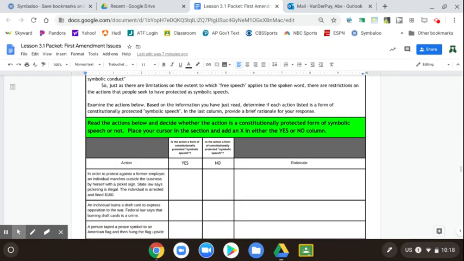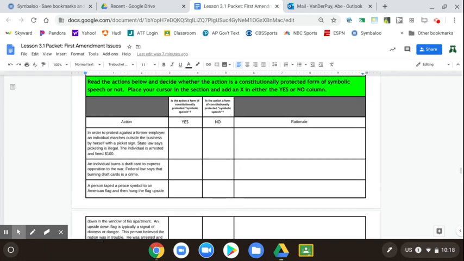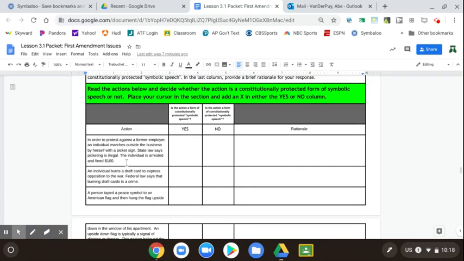And then at the bottom, you'll notice this little green section here that gives you some actions that happened over on the left-hand side. And then you need to decide whether this action by the person is constitutionally protected as symbolic speech. It's not pure speech, meaning they're not speaking directly. Or if you think that action is constitutionally not protected as symbolic speech, that there's some other reason that the government could limit that person's speech.